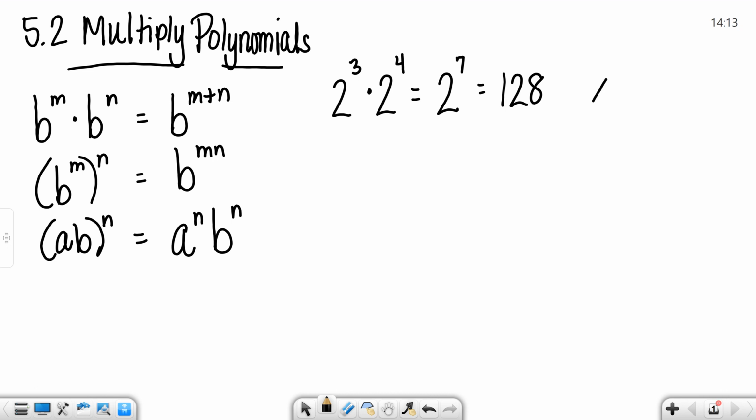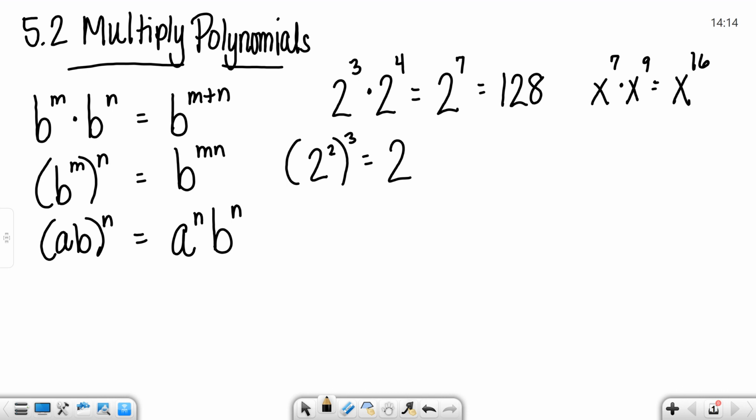If we have variables like x to the 7th times x to the 9th, so this time our bases are variables, x. So again, we multiply, but we add the exponents, and we get x to the 16. Right, the next one, power raised to a power, that would be something like 2 squared cubed. And so that's where, power raised to a power, we would multiply 2 times 3 to get 6. And 2 to the 6th power would be 32 times 2, which is 64.